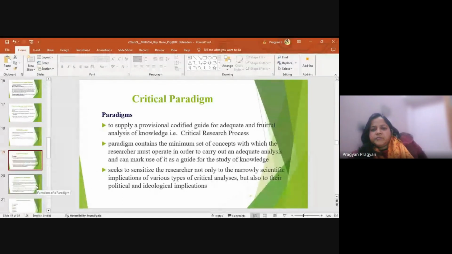So basically, critical paradigm is very important in the sense that it contains as minimum a set of concepts as possible with which the researcher operates, but actually it helps to sensitize the researcher that he has not only to narrow down the scientific understanding, but also to narrow down his own political and ideological implications, because error free or bias free are sounding different, but most of the time as researchers we are not aware of our political inclinations and our ideological orientations, and despite our best efforts, sometimes our political and ideological inclinations affect our study.